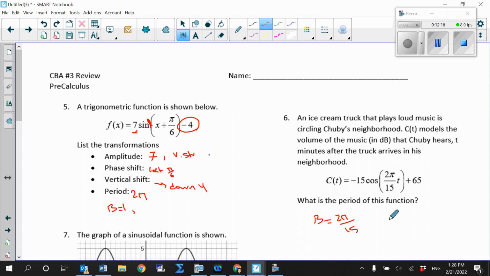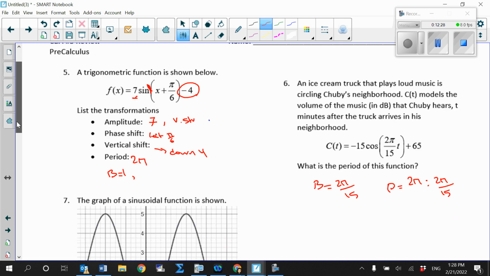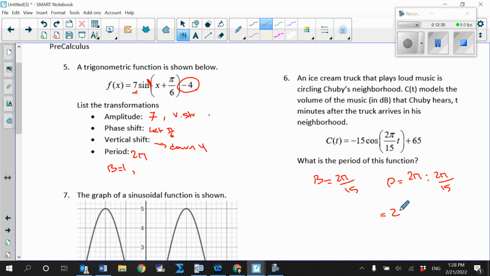Now, to find the period, you're going to take the period of the parent function, which is 2 pi, and divide it by this b value, 2 pi over 15. Since this is a fraction, I'm going to keep the first, change the division to multiplication, and flip the second one, 15 over 2 pi. They cancel each other here, and 15 is the period of this function.